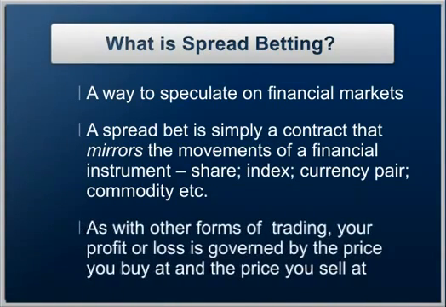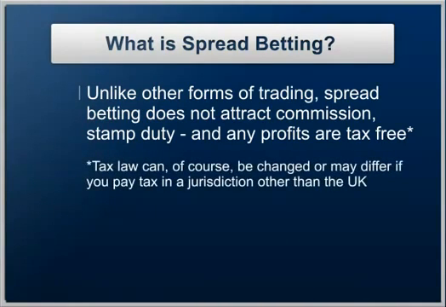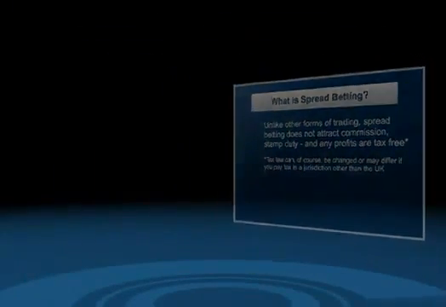As with other forms of trading, your profit or loss is governed by the price you buy at and the price you sell at. Unlike other forms of trading, spread betting does not attract additional commission. There's no stamp duty to pay, and any profits are tax-free. We have to say tax law can of course be changed or may differ if you pay tax in a jurisdiction other than the UK.